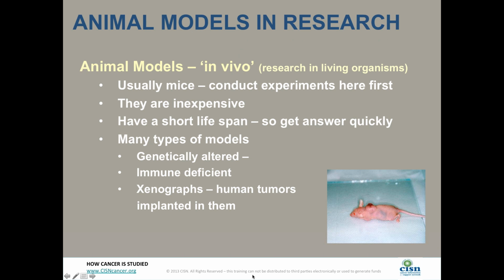There's lots of different types of mouse models. We've got genetically altered mice, specifically around a certain question that's being asked. You can have an immune deficient mouse. What happens if they have no immune system left? Xenografts, this is a picture of a xenograft where a human tumor is actually implanted in the mouse, and then the intervention can be tested. So the drug can be administered to see if it has any effect. So mice are usually the animal of choice.